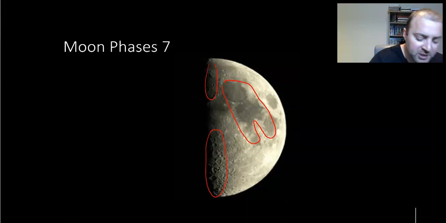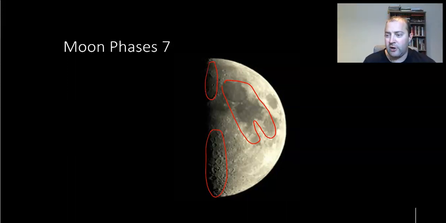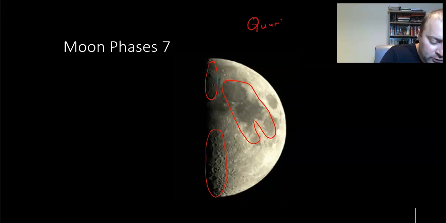We've even got some up here as well, where we can see, due to the way the shadows are located, it's really apparent that we have craters there. Now, at this point, we've kind of stopped being a crescent moon. Now, the way the phase for this moon, you'll hear a lot of people call it a half moon. This is actually what we call a quarter moon.